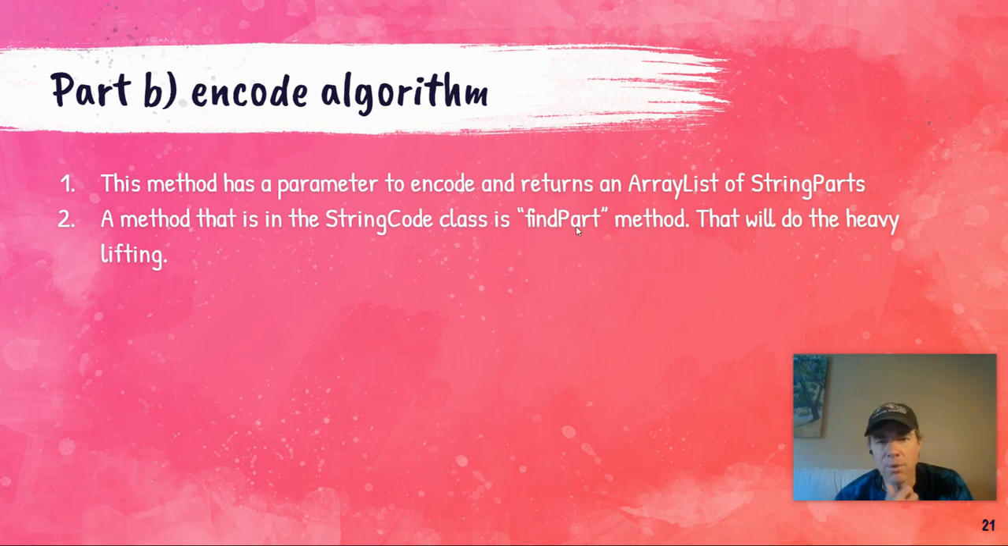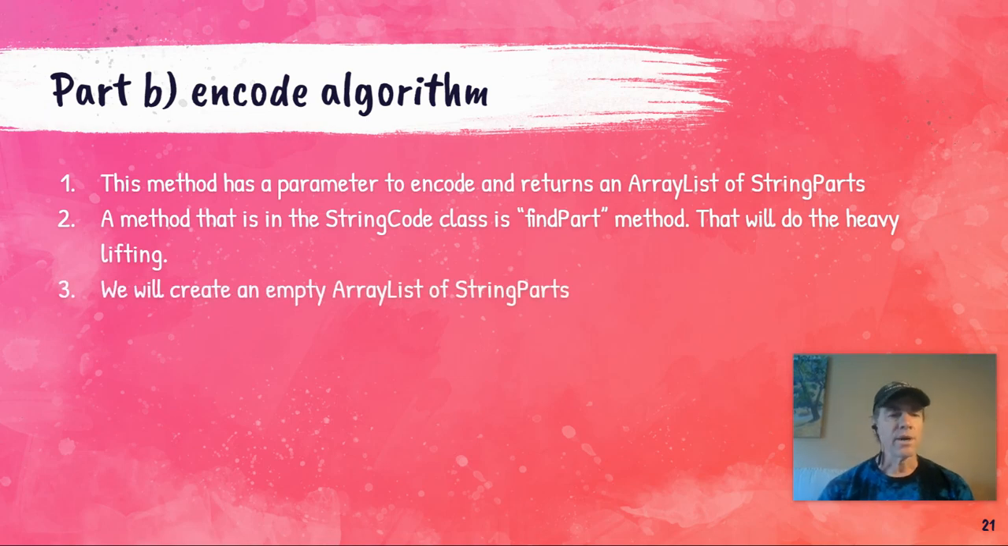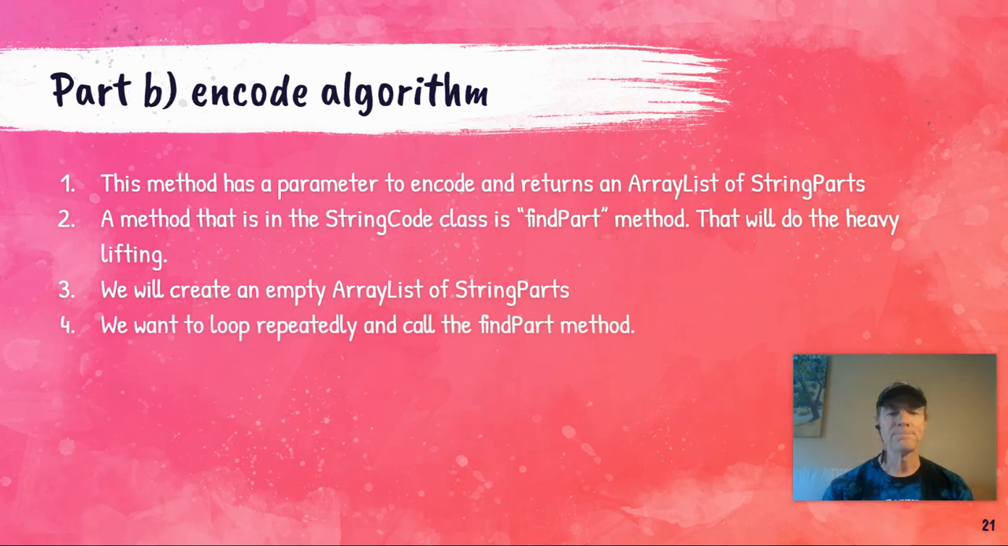So I think the downside to this question is that the way that the thing is encoded is actually somewhat of a mystery. We're not able to actually see what that actually is. So I'm going to create an empty array list of string parts. I'm going to loop through repeatedly until I get all of those parts. When I call that find part method, that's going to return a string part. I've got to add that to the array list.